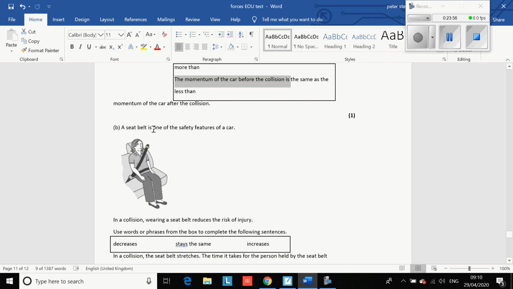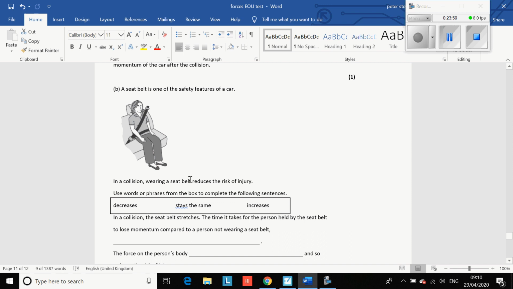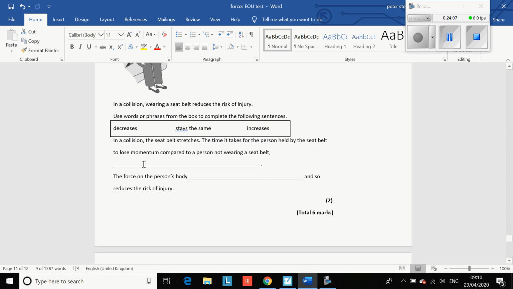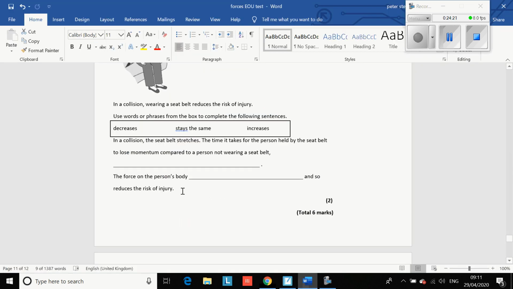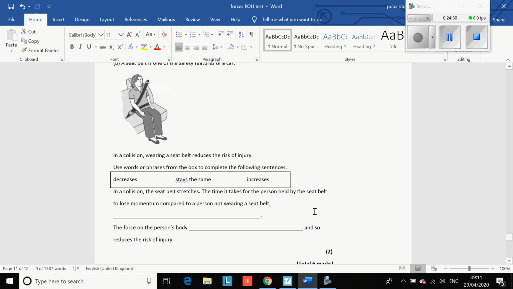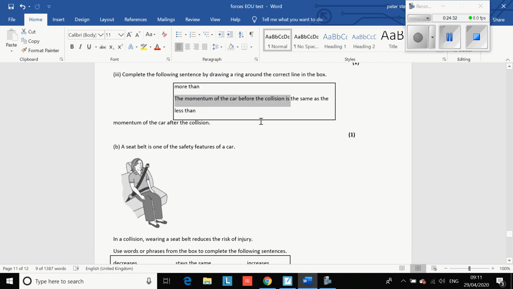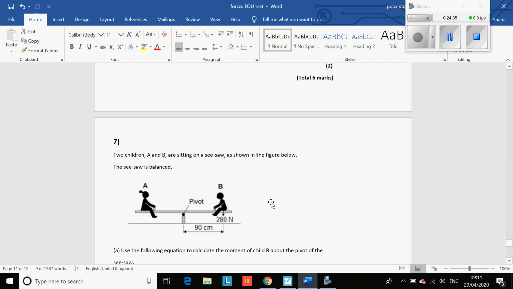Okay, the next one, a seatbelt is one of the safety features of the car. In a collision, wearing a seatbelt reduces the risk of injury. Use the word or phrase in the box to complete the following sentences. In a collision, the seatbelt stretches. The time it takes the person held by the seatbelt to lose momentum compared to the person not wearing a seatbelt increases. And then the force on the person's body decreases and so reduces the risk of injury. Right, so actually we'll change this. That one we're going to make out of 5 marks because we're not going to count this one because of the mistake up here. So we'll count that one out of 5 marks, please.